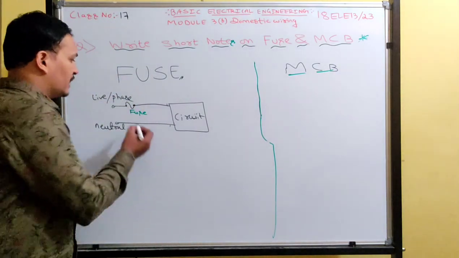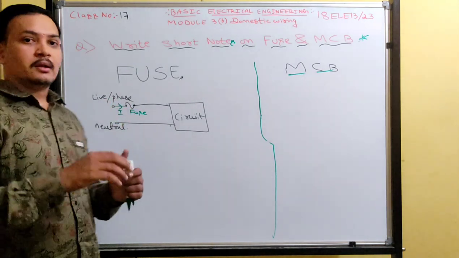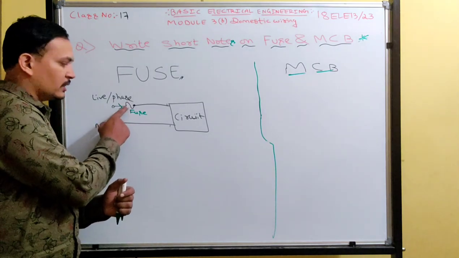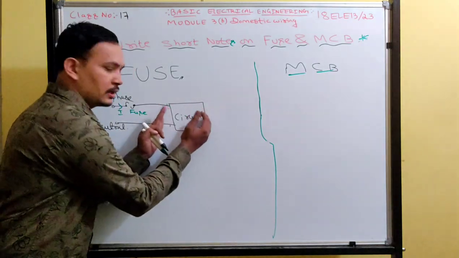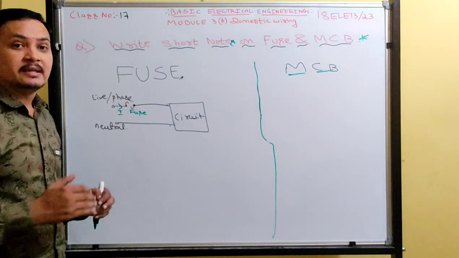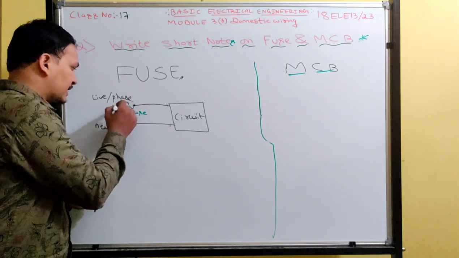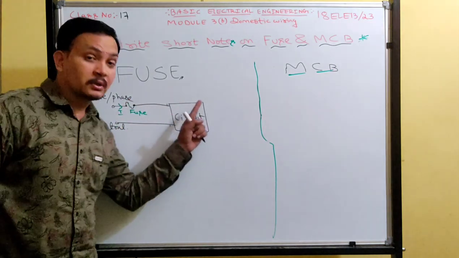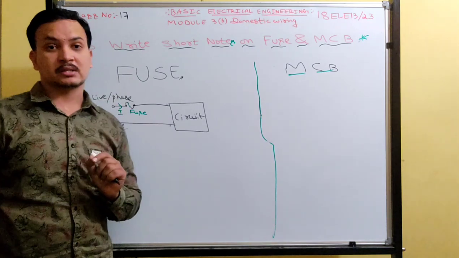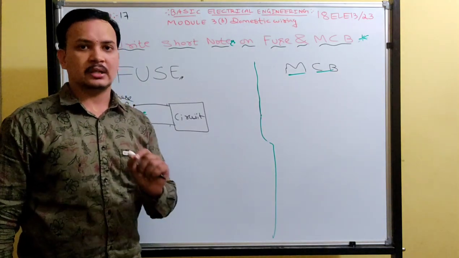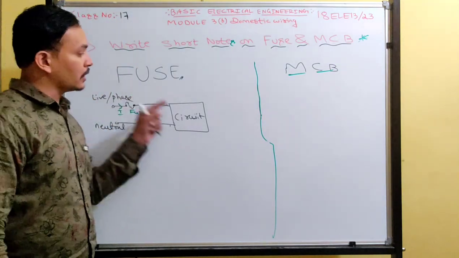See what happens if any excess current flows through the fuse: the fuse element will melt and break the circuit, so that your circuit elements are protected against the excess current flow. Suppose the fuse does not operate, then what happens? The excess current flows in the circuit and the circuit elements cannot withstand it. What are the reasons for excess current? Short circuit is a major reason. We should not allow that excess current into the circuit.